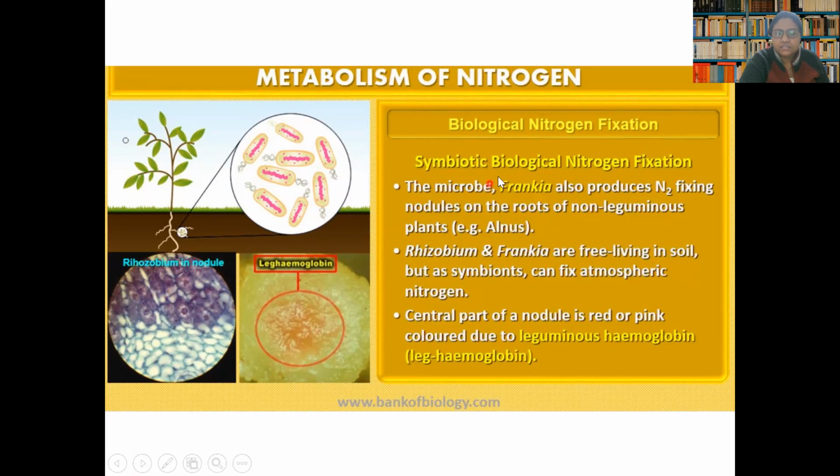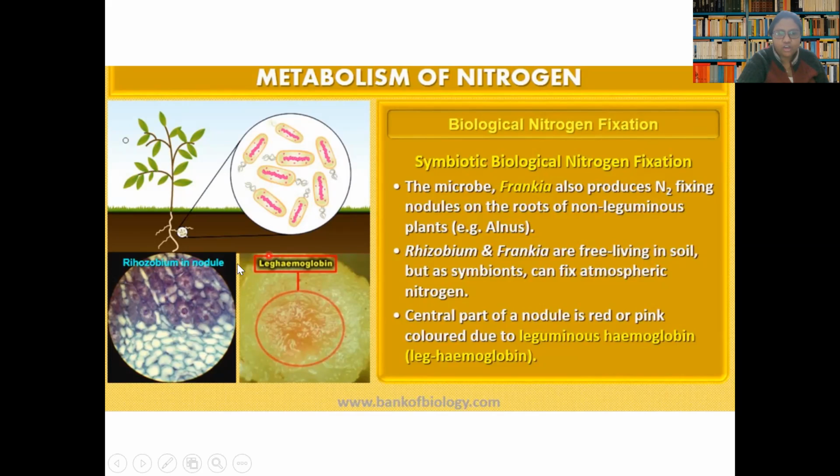There are some other symbiotic nitrogen fixers which go for non-leguminous plants also. For example, Frankia. It is fixing nitrogen for Alnus, which is a non-leguminous plant. Now, rhizobium and Frankia are present in soil on their own, but they can fix nitrogen only if they are in association with a plant.